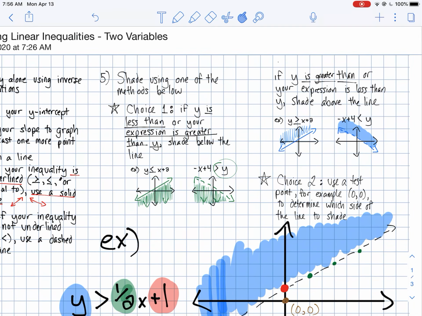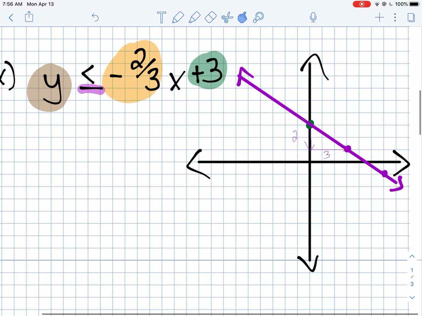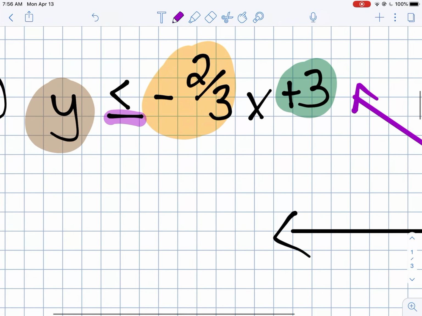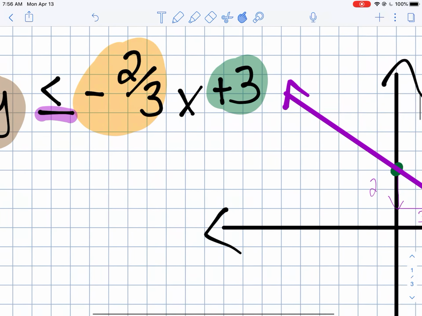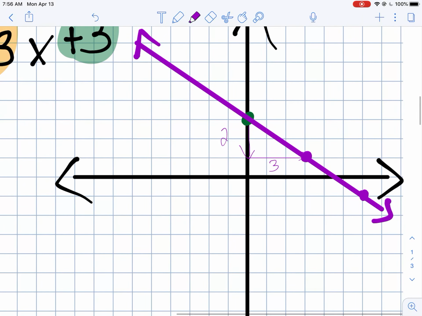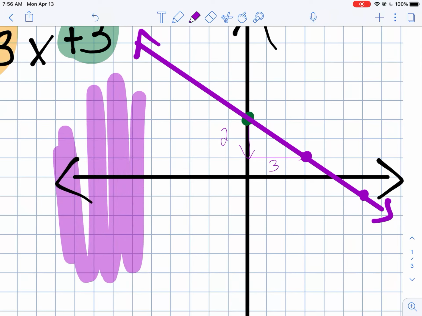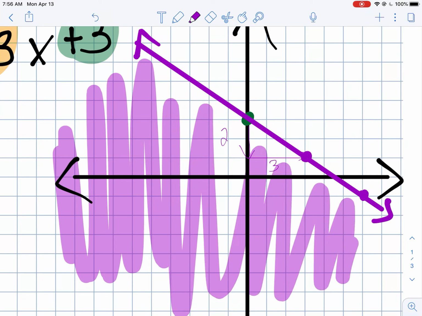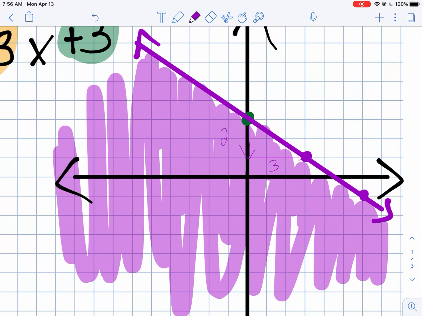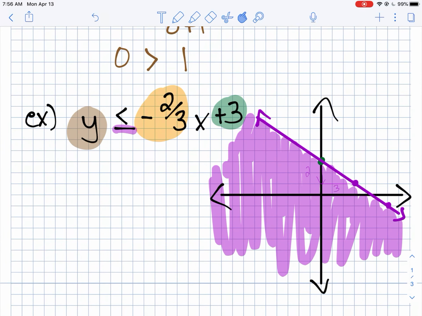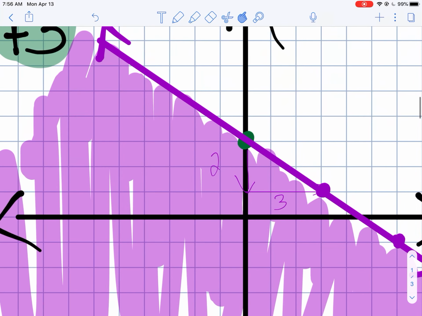So now my last step, I have to shade using one of the methods below. I can use my y, or I can plug in a value. I'm going to go with both here. Now, first of all, it's telling me that y is less. If it's telling me y is less than this, that means everything beneath is going to be my solution. So since y is less, it's telling me I can shade in everything underneath it. Now, some people really like this part. They're like, I like coloring. Coloring's good. It should be pretty solid, but you guys get the idea. That is using choice 1.